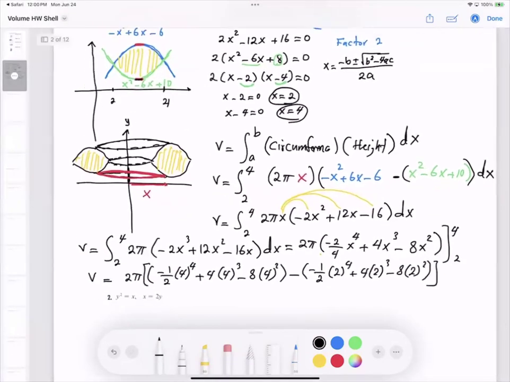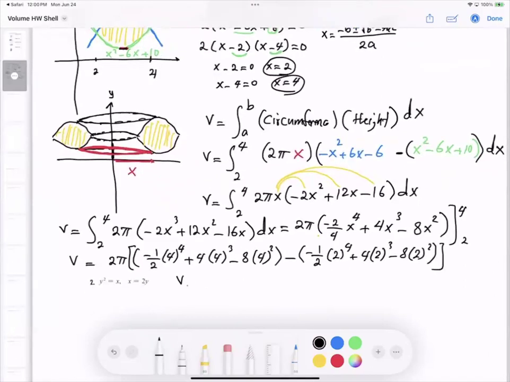I'm going to erase this later, so let's write down the whole thing. The volume is equal to 2 pi. And then here you have, let me see, maybe we can factor out 4 squared to make it a little bit easier between these terms. And you get negative 16 divided by 2 plus 16, and then minus 8. And then minus, here you can factor out 2 squared as well. So you end up with negative a half times 4 plus 8 minus 8.